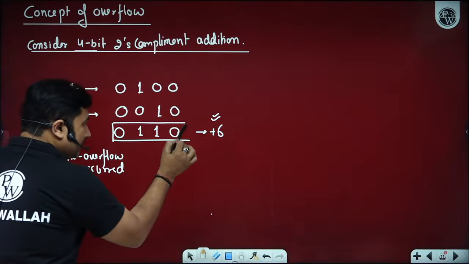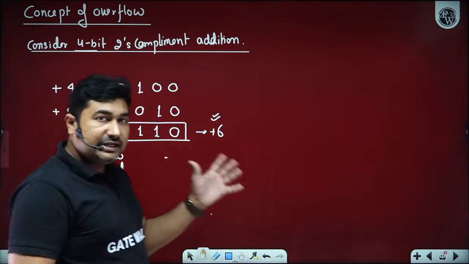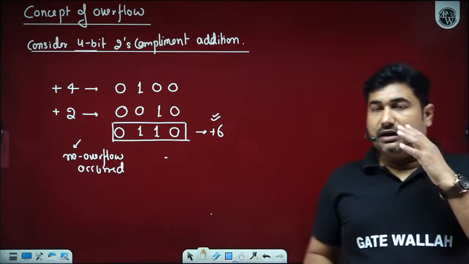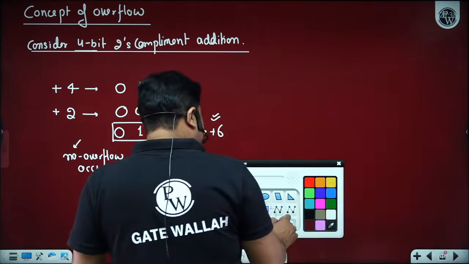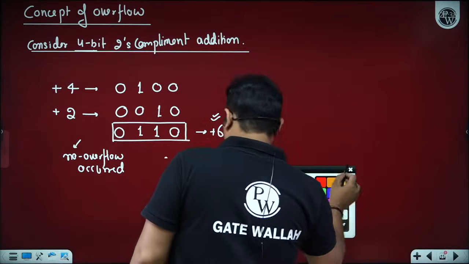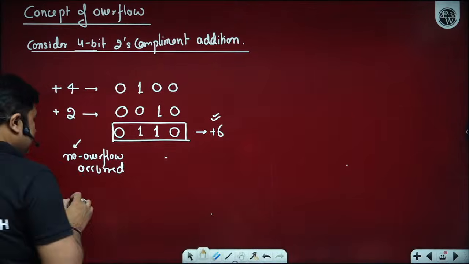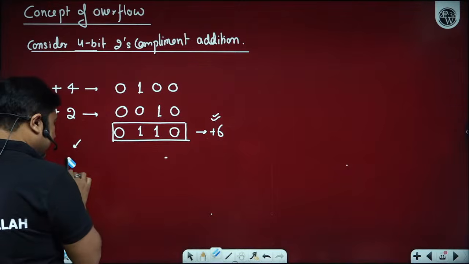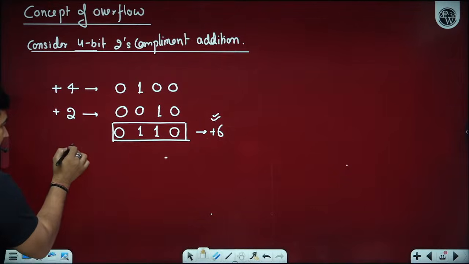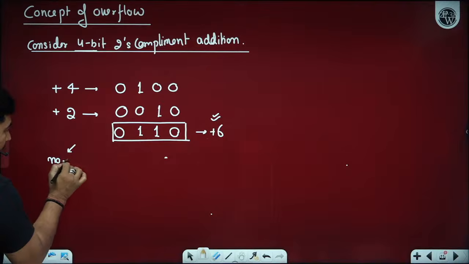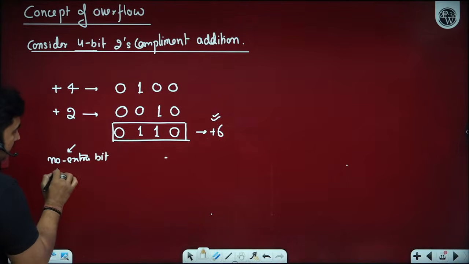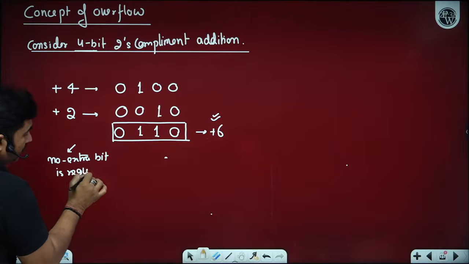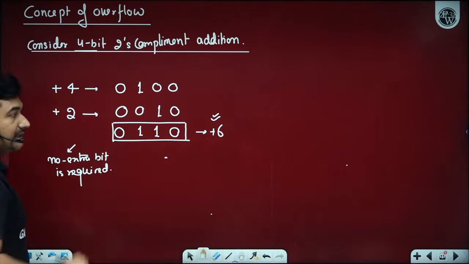Is it okay? The result of the addition can be represented in 4-bit only. No extra bit is required. No overflow occurred. Let me write it here: no extra bit is required. So we don't need any extra bit to represent the result.